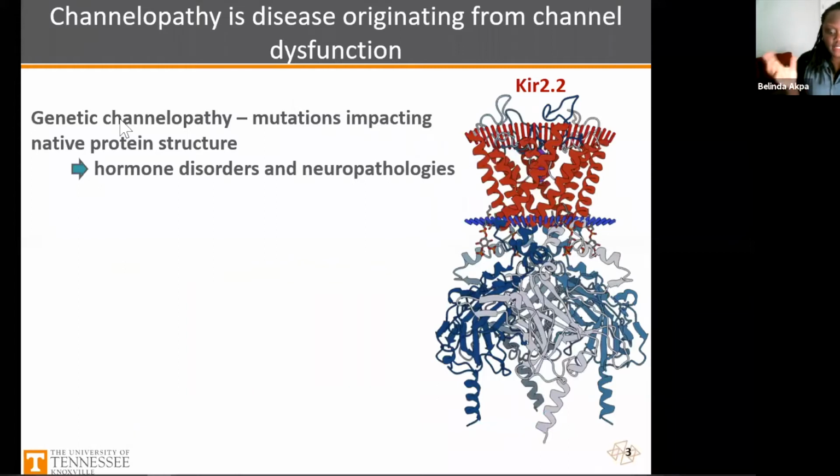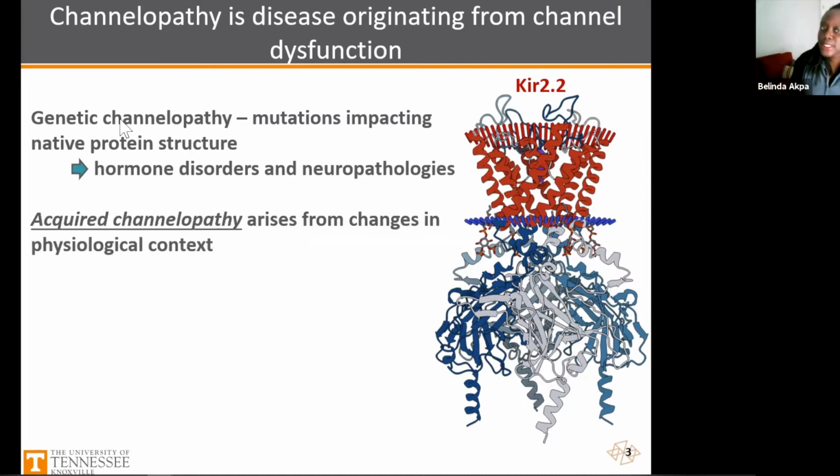But this class of disease is known as a channelopathy because it's associated with misfunction or dysfunction of ion channels. And typically, when we think about channelopathy, we're talking about genetic disease. So mutations that change the nature of the protein structure, and the protein structure change leads to a change in gating function. There are a number of hormone disorders and neuropathologies that are in fact genetic channelopathies. The case we're talking about today is not a genetic channelopathy, it's called an acquired channelopathy.